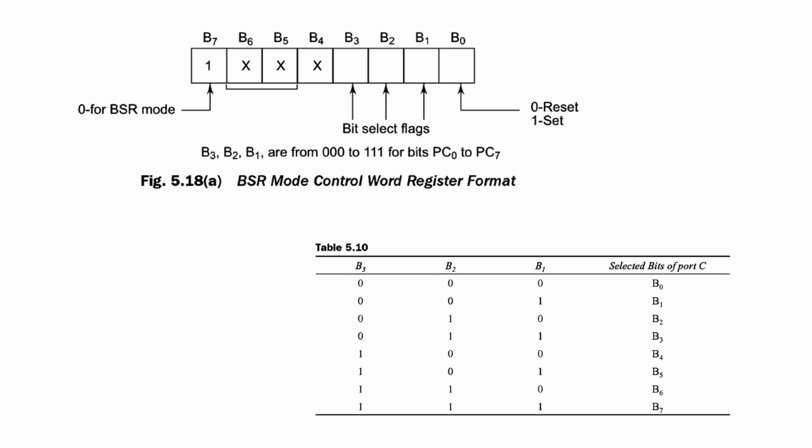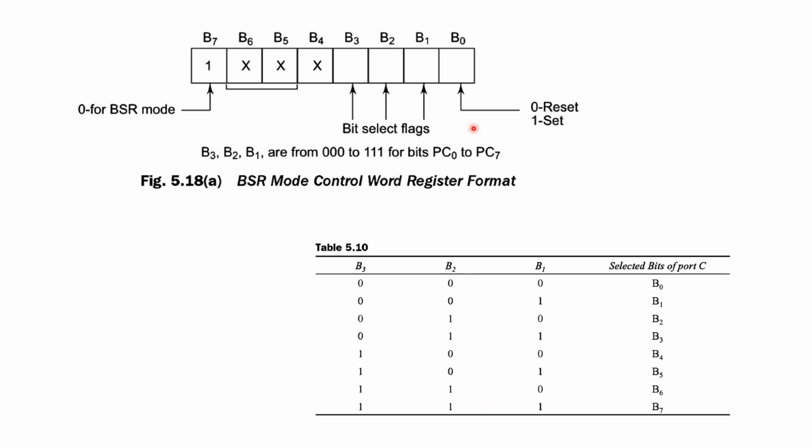Control word register format for the bit set reset mode. B7, the most significant bit of the control word register, should be 0 for the bit set reset mode, and it is 1 for the IO mode. Bit set reset mode is used for changing any of the 8 bits in port C. Port C bits can be changed to either 0 or 1, and that is the use of bit set reset mode. The bits are selected using these three: B1, B2 and B3.